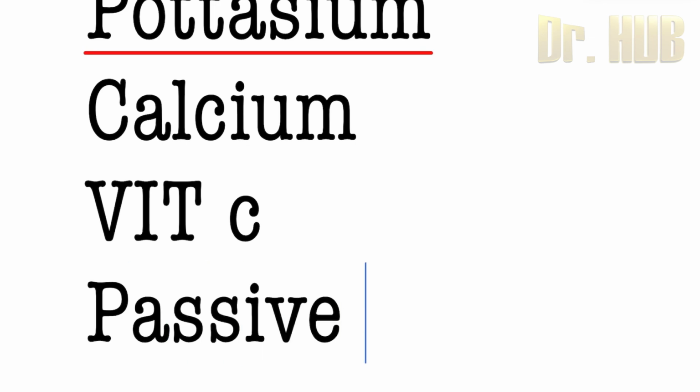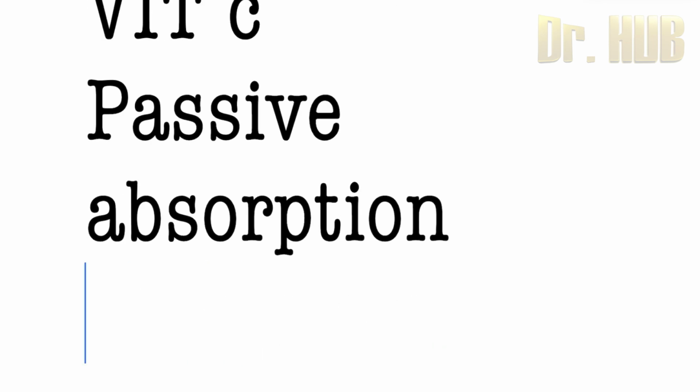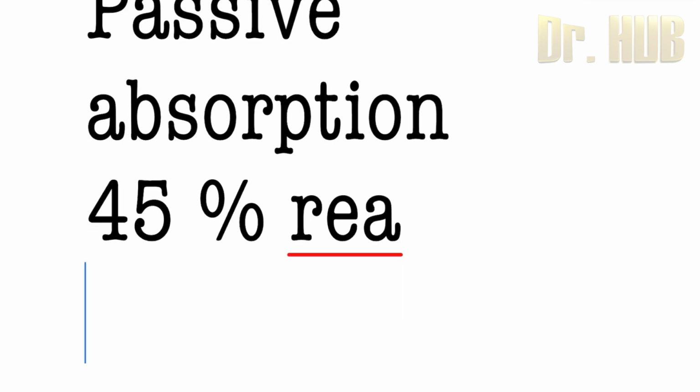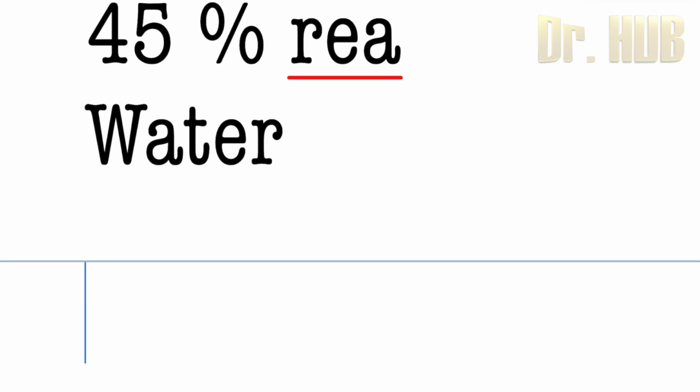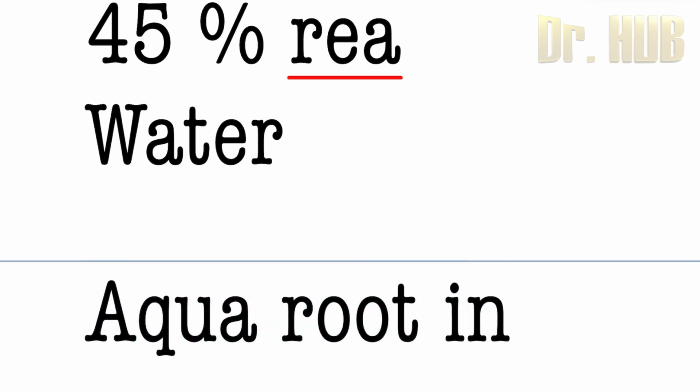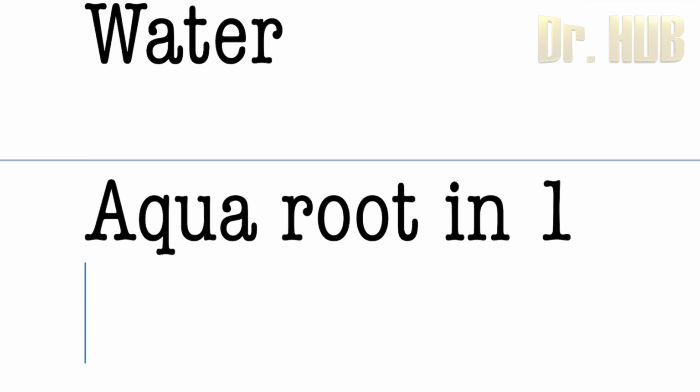Now let's look at the passive absorption. Passive absorption of urea takes place, and that is about 45%, and also about 65% of the water through the aquaporin. This is one. Now the active secretion of organic acids.